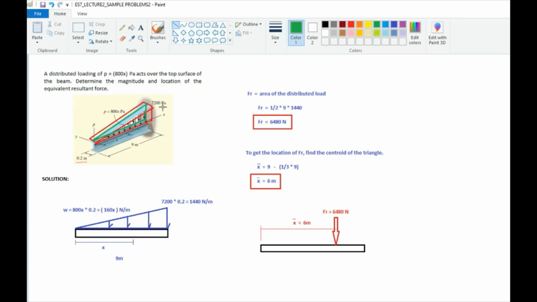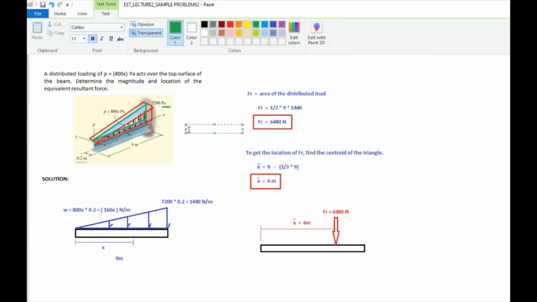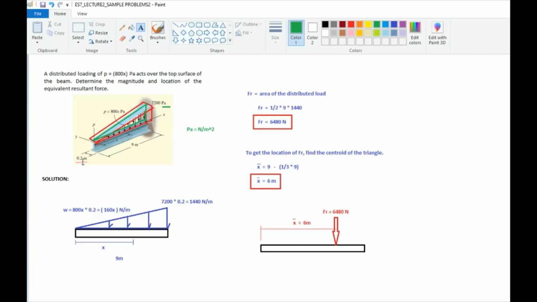Yung unit kanina, guys, ay Pascal. Okay, so Pascal is equal to Newton per square meter. Dahil nag-multiply tayo ng 0.2 meter, ang unit natin naging Newton per meter na lang. Okay? So, yan. Ngayon, meron na tayong triangular na distributed load.